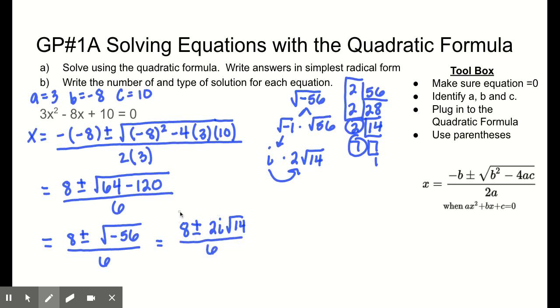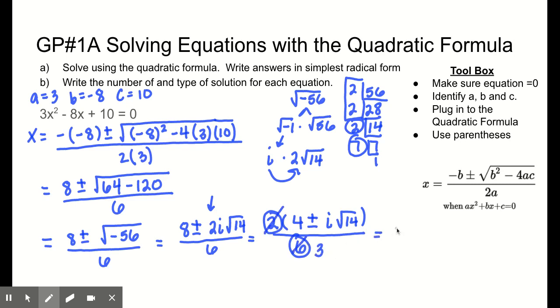At this point, again, we want to simplify by dividing if possible. But remember, we can't just cross out single numbers, so we want to factor out the GCF from the numerator. So we're looking here at the 8 and the coefficient on the radical, which is the 2. So 8 and 2 are both divisible by 2. I'm going to factor that 2 out of the numerator, and that leaves us with 4 plus or minus 1i, which we don't write the 1, so just i radical 14, divided by 6. And now we can go ahead and simplify that 2 and that 6. They're both divisible by 2.